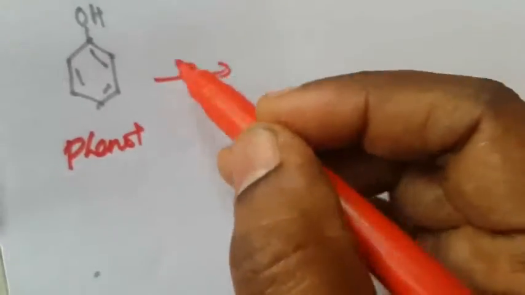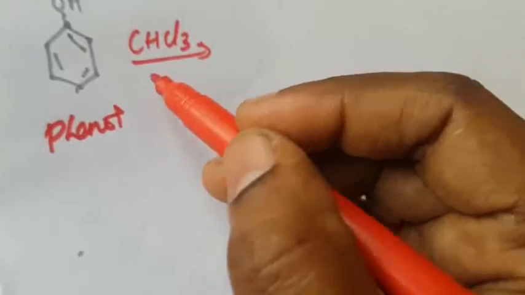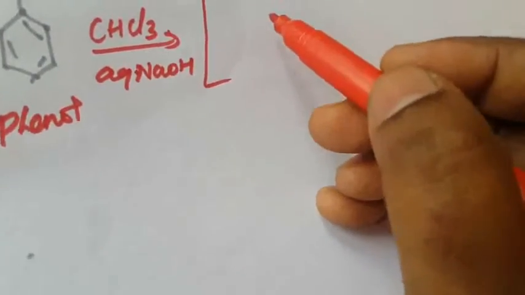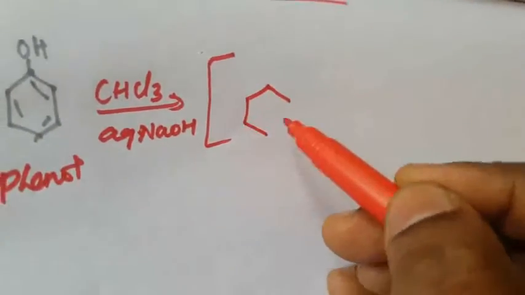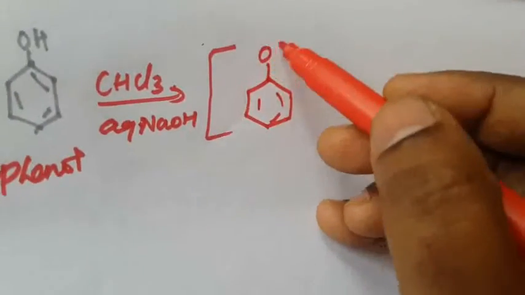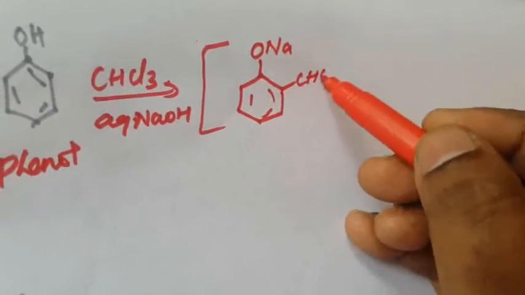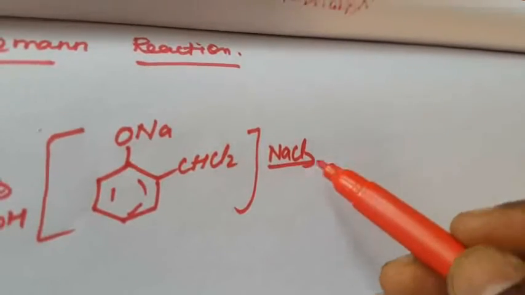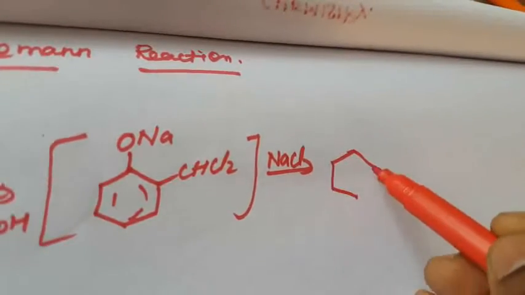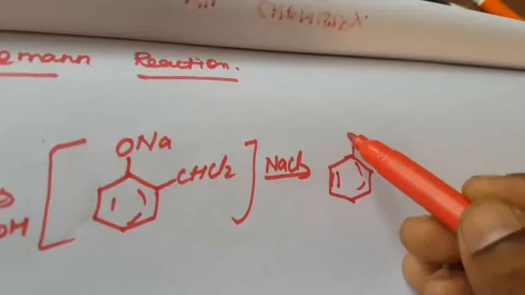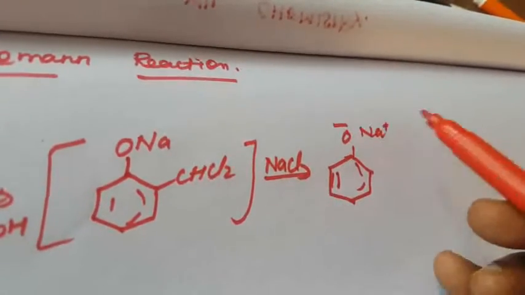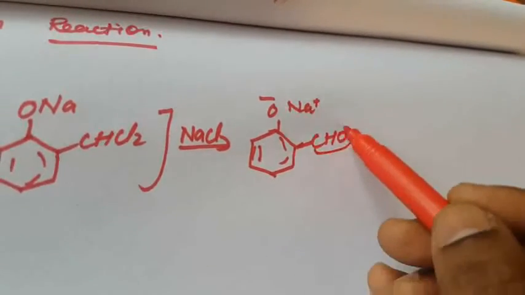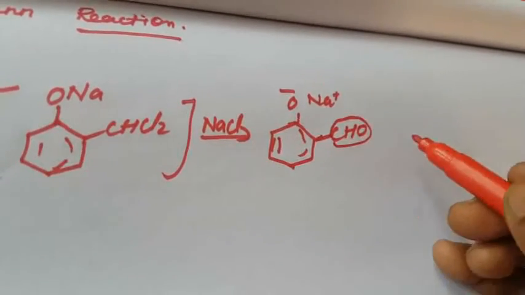reacts with chloroform, CHCl3, in the aqueous solution of sodium hydroxide to form, what is this compound again? What is the compound name? Sodium phenoxide, then CHCl2, then again the intermediate compound, substituted benzyl chloride. Substituted benzyl chloride means the 2 chlorines will be present here. So that is O minus Na plus. So here again, substituted benzaldehyde. What is the functional group? That is benzaldehyde. Substituted benzaldehyde will be formed.